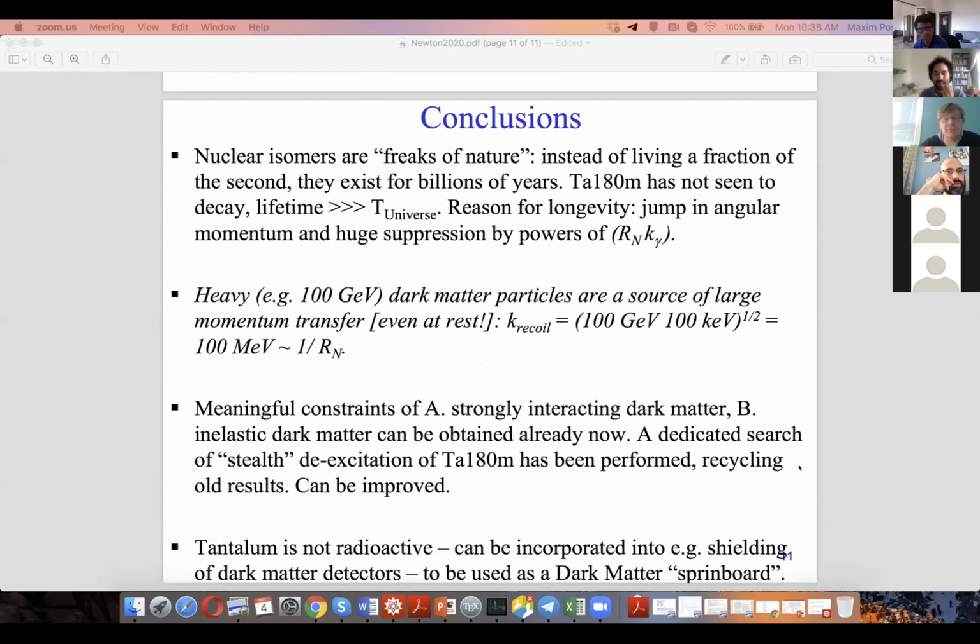And then here the conclusions basically repeat what I have said. Sorry, it's not been a technical talk. It's a very sort of idea-oriented talk.